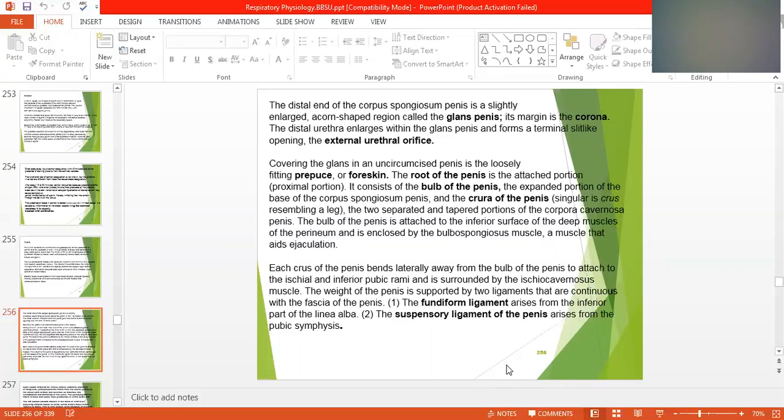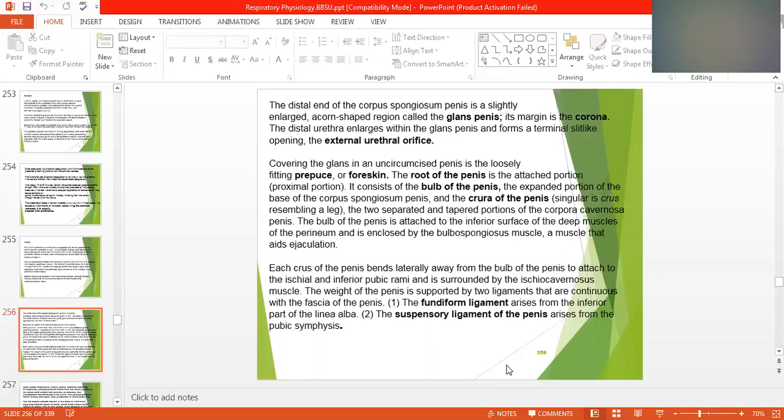The root of the penis is the attached, proximal portion. It consists of the bulb of the penis, the expanded portion of the base of the corpus spongiosum penis, and the crura of the penis. Singular is crus, resembling a leg. The two separated and tapered portions of the corpus cavernosum penis.